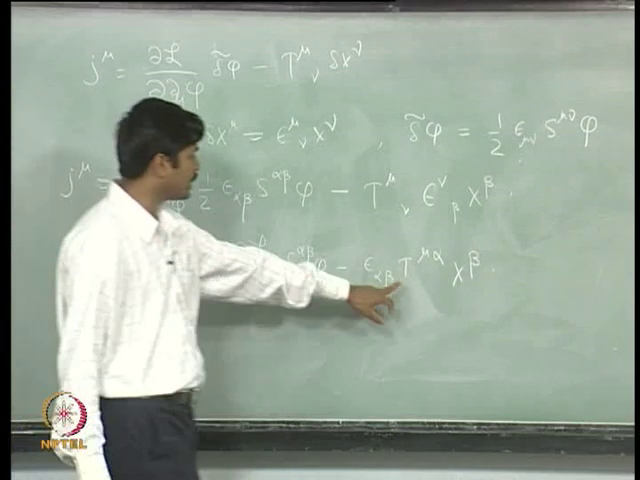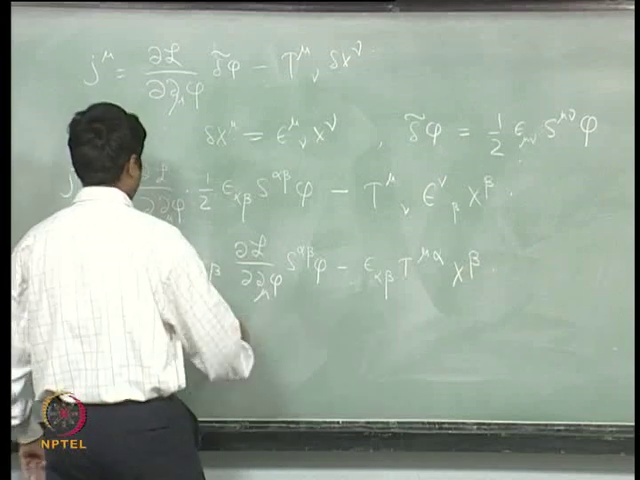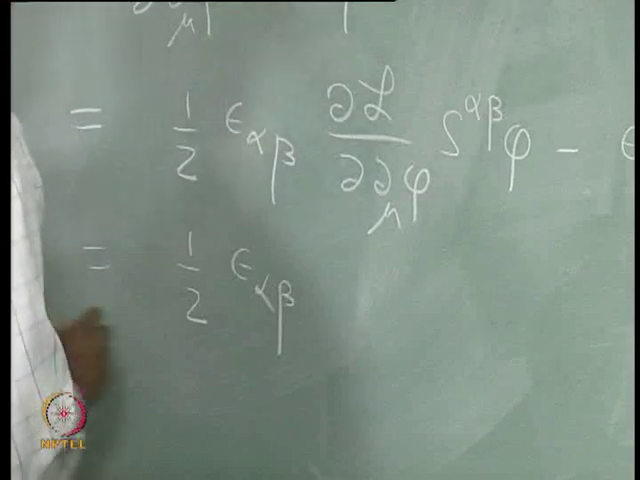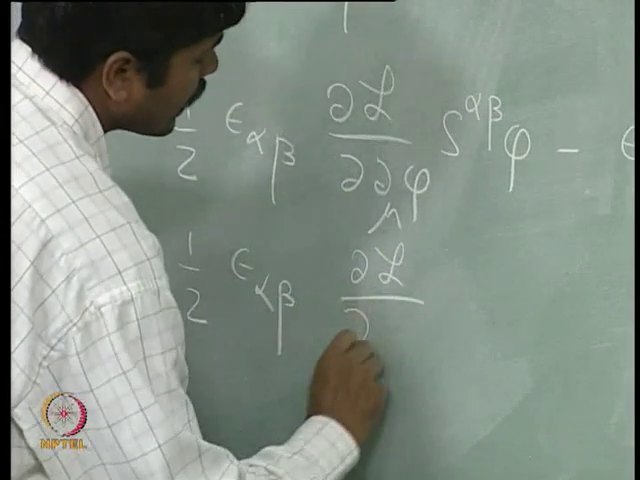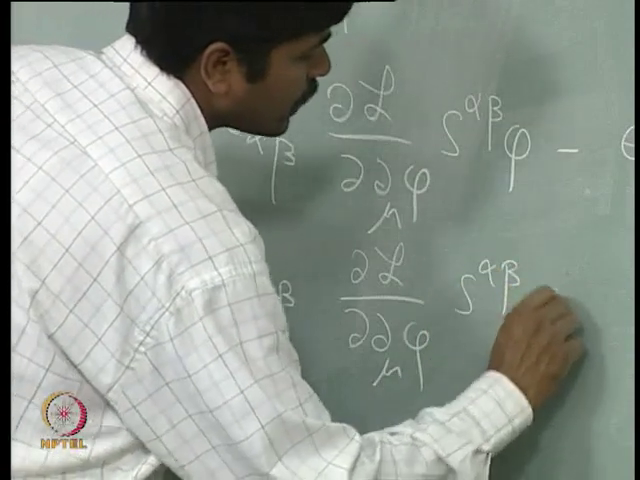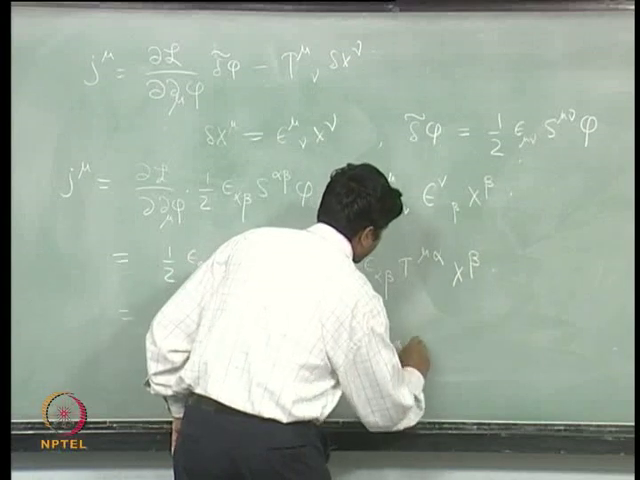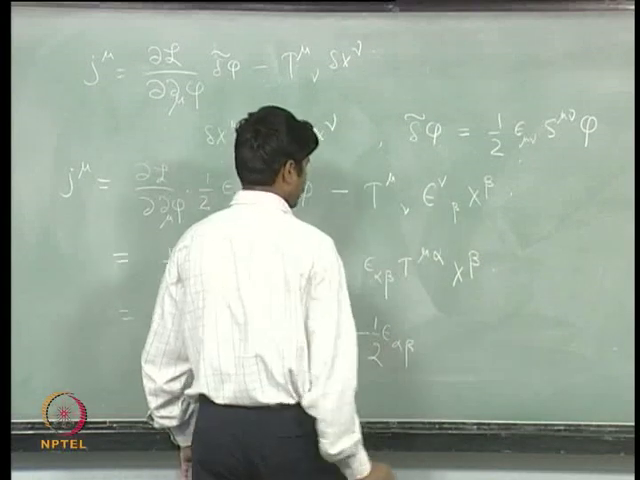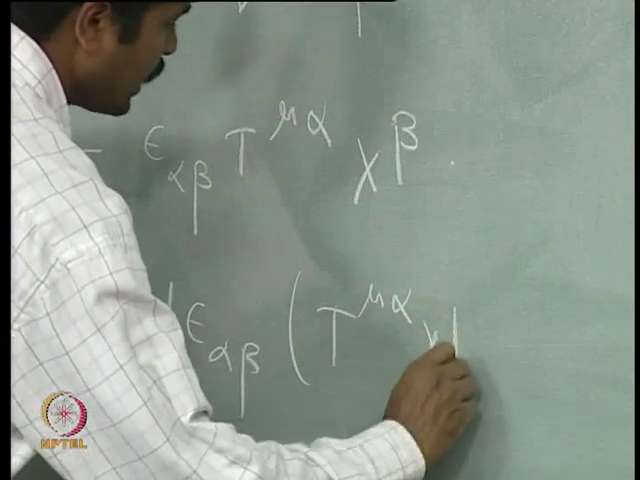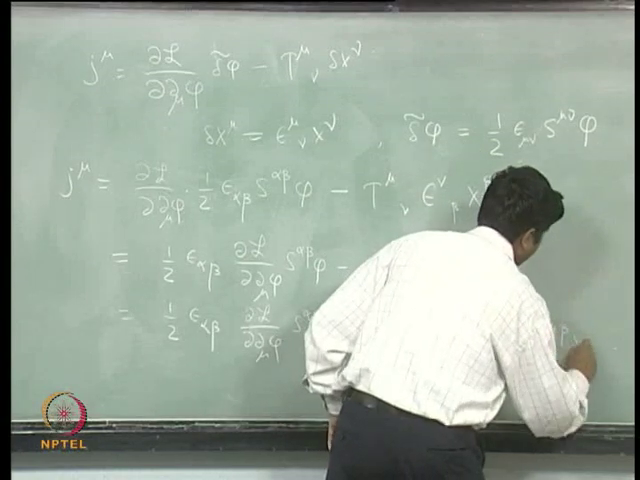The second term here, I can rewrite this as half epsilon alpha beta del L over del mu phi S alpha beta phi minus epsilon alpha beta with a factor of half T mu alpha x beta minus T mu beta x alpha.